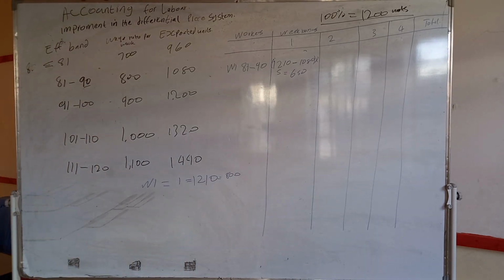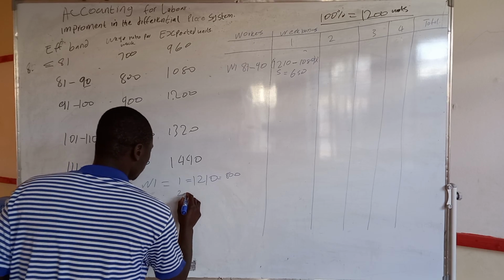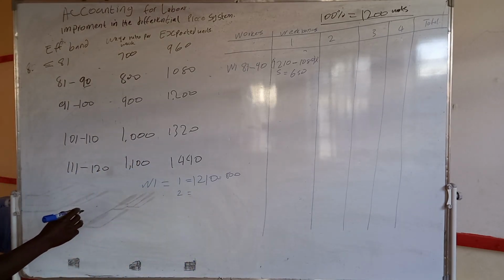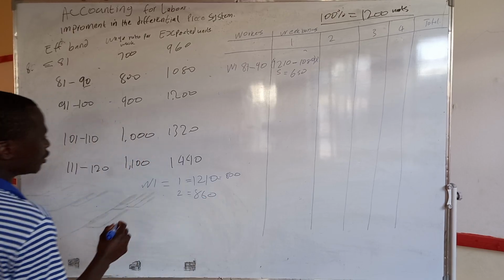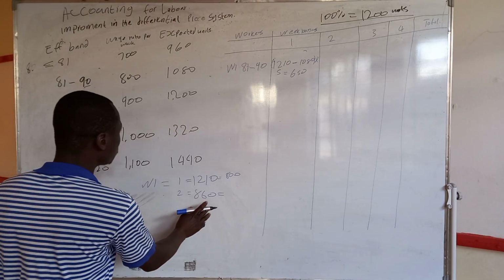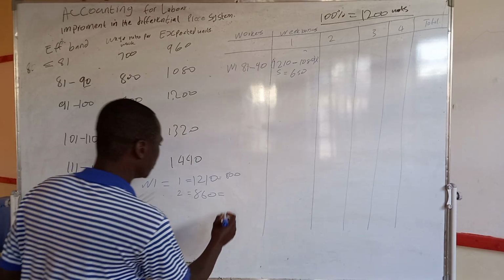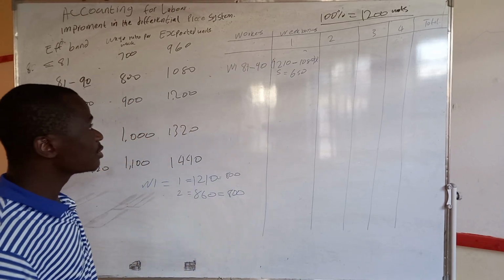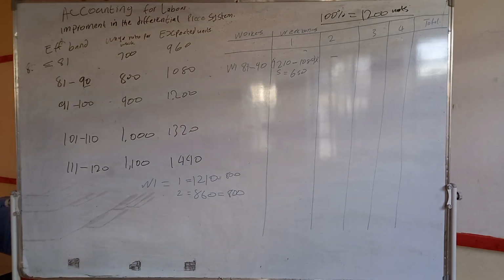Week 2, he produced only 860 units. His bonus is nil because this is below the units expected, but his wage is guaranteed. That is 800, so he gets no bonus.